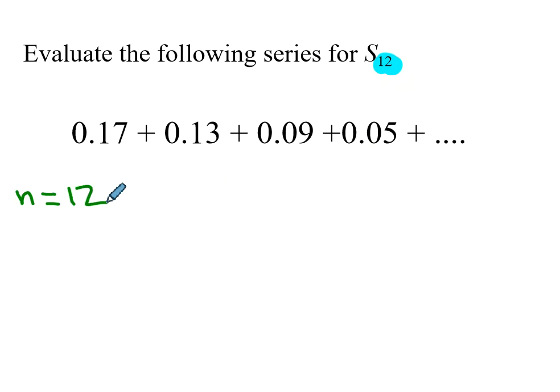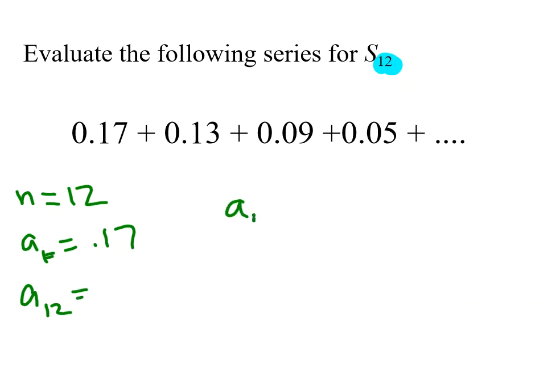I'm a big fan of making a key for these. My AF, my first term, is 0.17. And my AL, that's going to be A12. Unfortunately, with the list that they gave us, it doesn't go all the way out to the 12th term, so I'm going to have to find that. So here's where our arithmetic sequences come into play. So arithmetic series and arithmetic sequences, we need that background knowledge here.